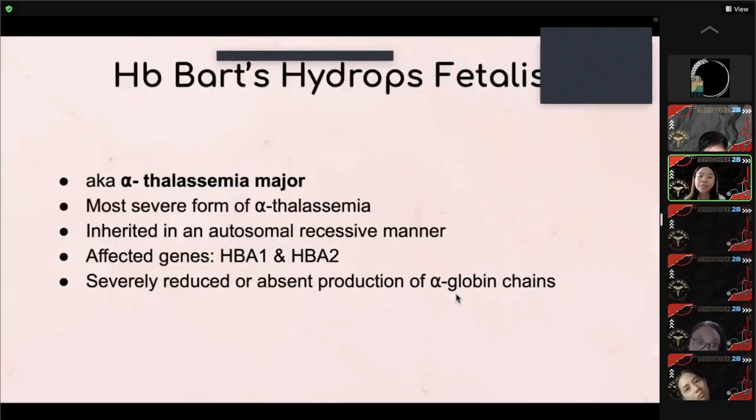Okay, so hemoglobin Barts is also known as alpha thalassemia major, and it is considered the most severe form of alpha thalassemia. It is inherited in an autosomal recessive manner, and the affected genes are the hemoglobin alpha 1 and hemoglobin alpha 2 genes, which specify the production of alpha globin protein chains. So in here, there is severely reduced or absent production of alpha globin chains. Next slide, please. Thank you.